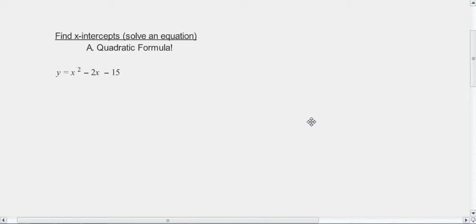In this video, we're going to be finding x-intercepts or solving equations. And those two things really mean to do the same thing. If you're looking for an x-intercept, you're looking to see where the graph crosses the x-axis. And if you're solving an equation, it turns out that you're also looking to see where the graph of an equation crosses the x-axis. Here's why.